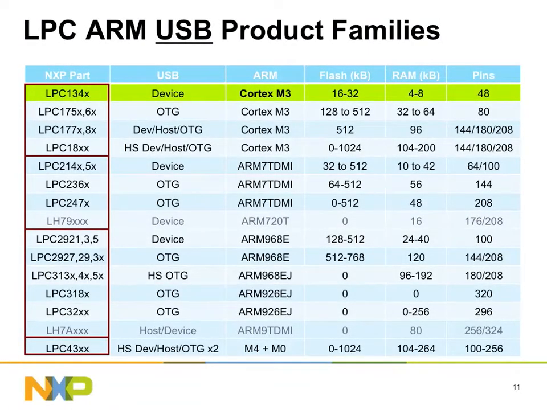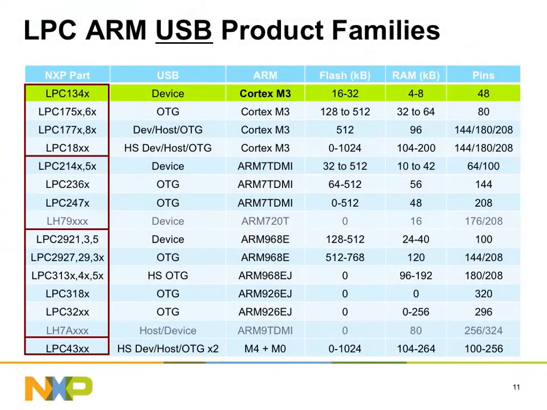So these are our ARM USB product families. I'll be showing the one on the top in green, the LPC1343 part, on an LPC Espresso board. It has a Cortex-M3 ARM core and a USB device, 32K of flash, and 8K of RAM.